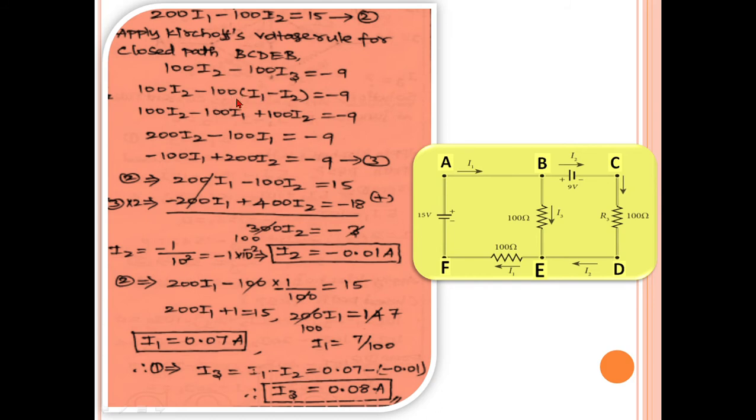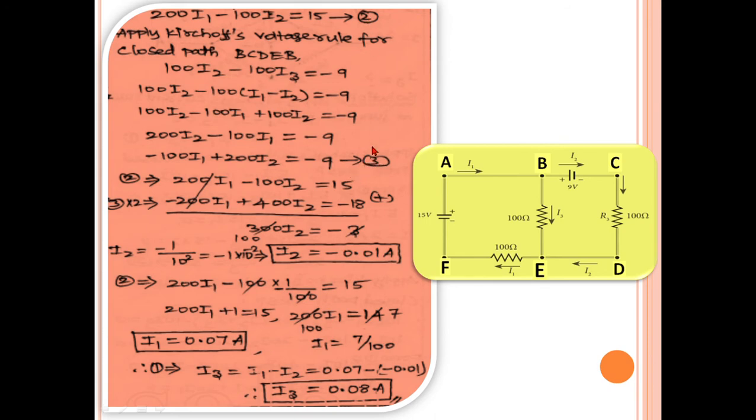Multiplying out, we obtain 100 I2 minus 100 into (I1 minus I2), which gives 100 I2 minus 100 I1 plus 100 I2, is equal to minus 9. So 200 I2 minus 100 I1 is equal to minus 9. This is equation number 3.